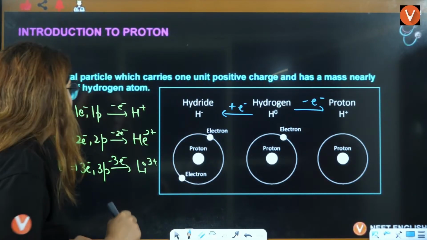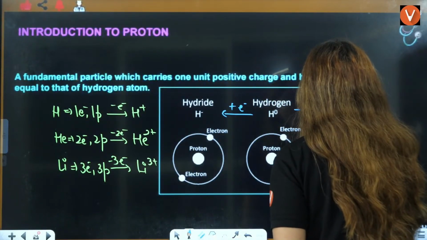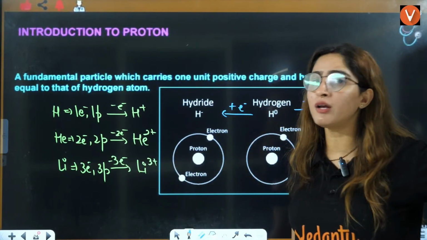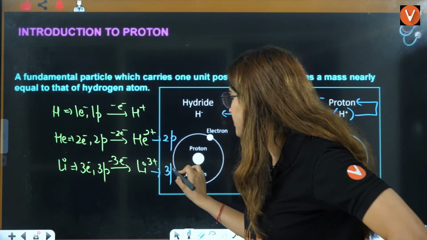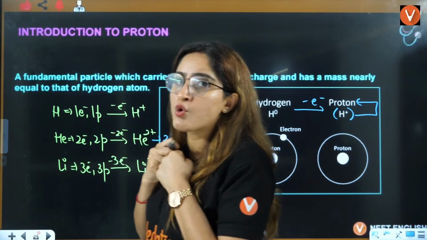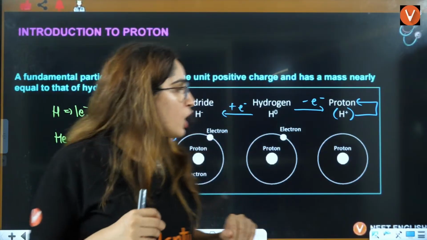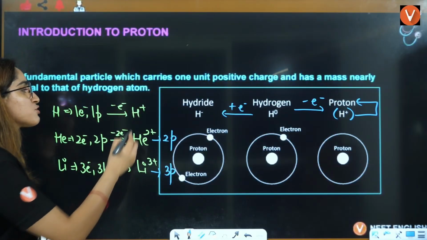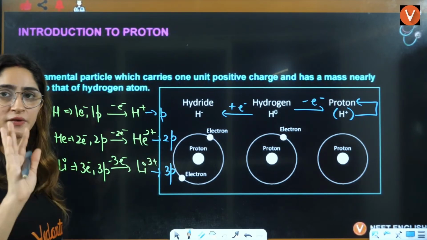I'll tell you how. See, proton means only the proton should be there. So when you talk about this H positive, this is actually the proton. Is helium 2 positive a proton? No. Helium 2 positive has 2 protons. Lithium has 3 protons. And you can't differentiate. They are best friends. They are locked in a room, they will always go together. So that's why for hydrogen, it is hydrogen positive, that is 1 proton. For helium 2 positive, it is 2 protons. For lithium 3 positive, it is 3 protons.